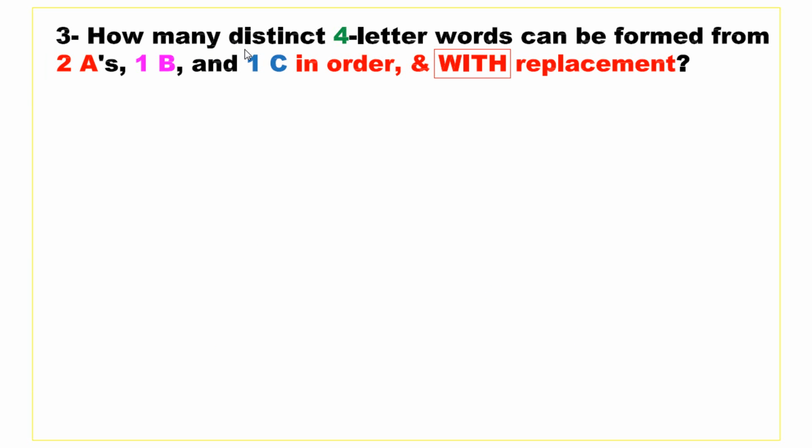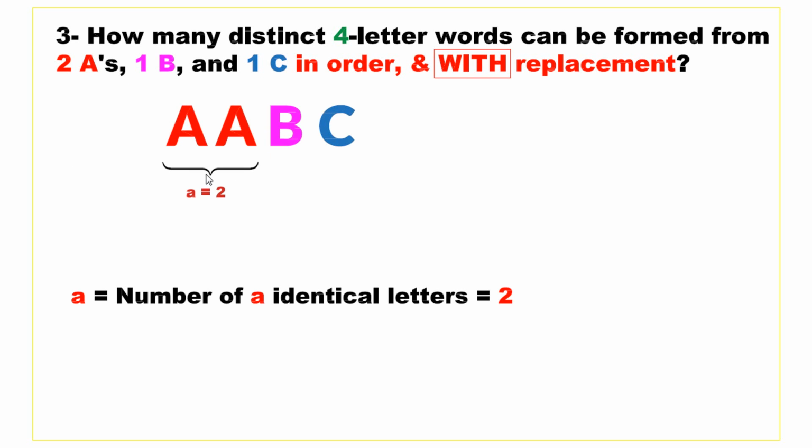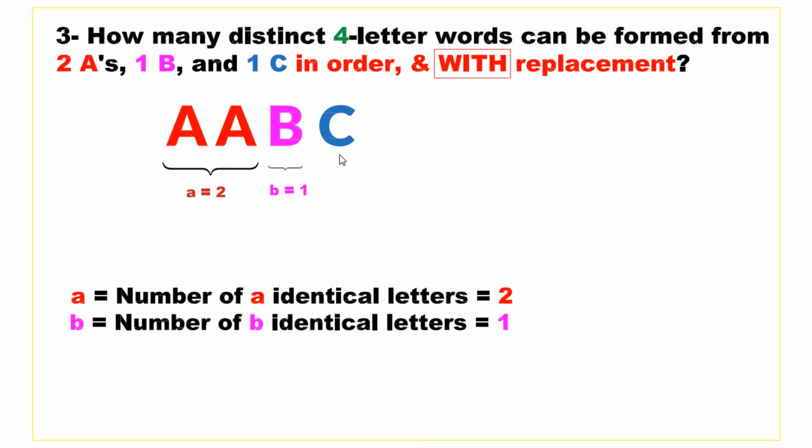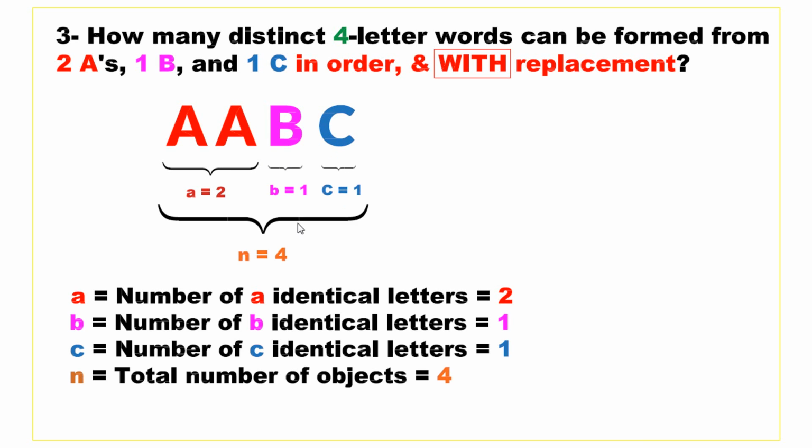Question number 3. How many distinct 4-letter words can be formed from 2 A's, 1 B, 1 C in order and with replacement? So we have 2 A's and 1 B and 1 C, and the total number of letters in this word is 4, and the total number of letters in the generated sequence is equal to 4, or we can say that the generated sequence length is equal to 4.